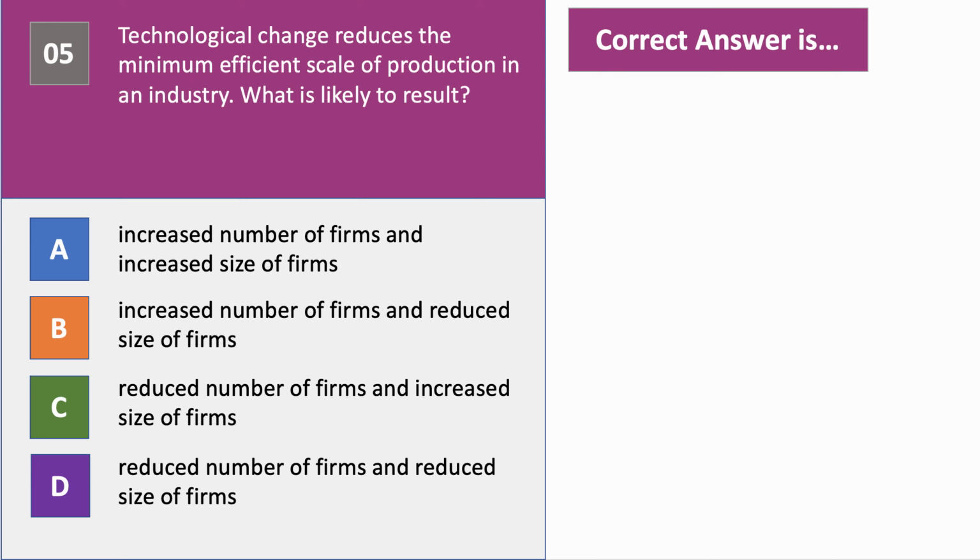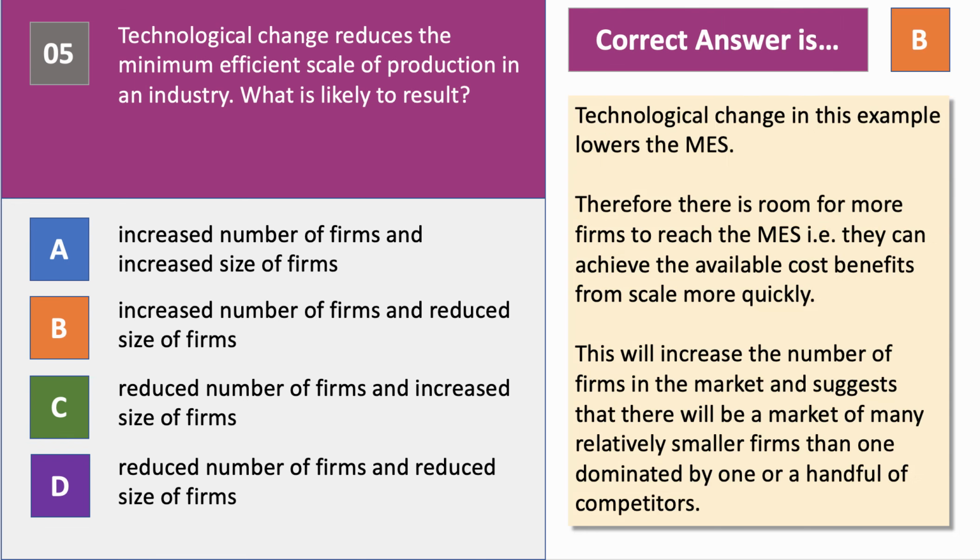Okay, so the technological change is cutting the minimum efficient scale. That means more firms can reach minimum efficient scale more easily, if you like, more quickly. What's the right answer? The answer is B. There'll be more firms in the market, so it has to be A or B. And because they can get to the minimum efficient scale pretty quickly, more firms in the market, well, depending on the size of the market, that suggests there'll be more relatively smaller firms rather than one firm dominating the sector.